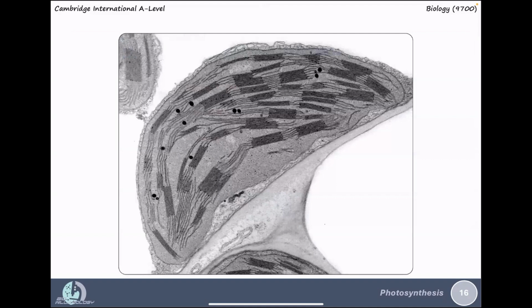This transmission electron micrograph shows the features of a chloroplast, where you can see that there are many stacks of thylakoids that form grana, and these grana are interconnected by the lamella. So in our syllabus, you are required to identify the structure and components of a chloroplast.